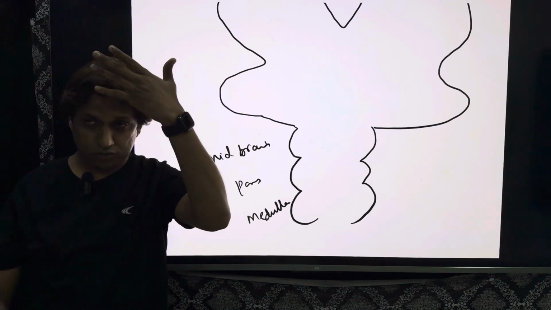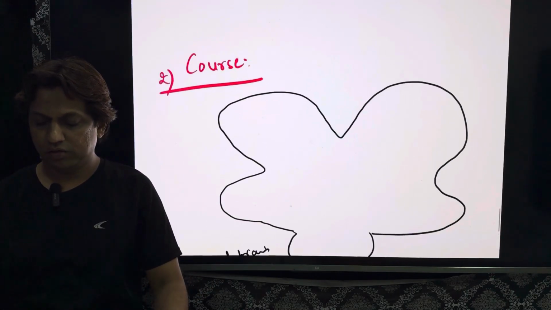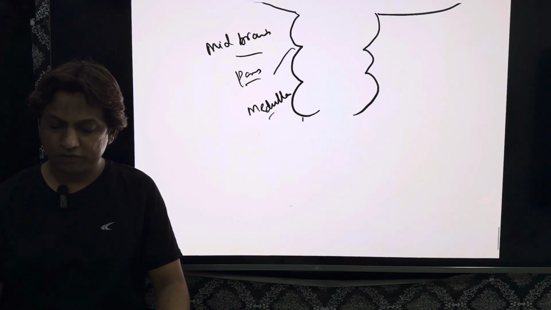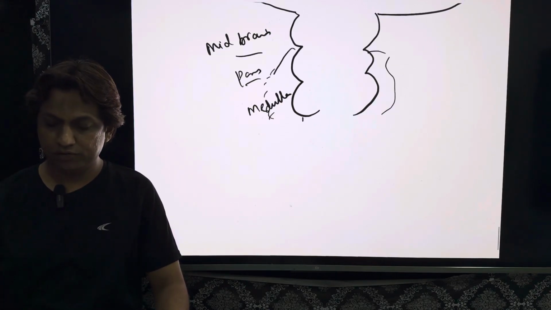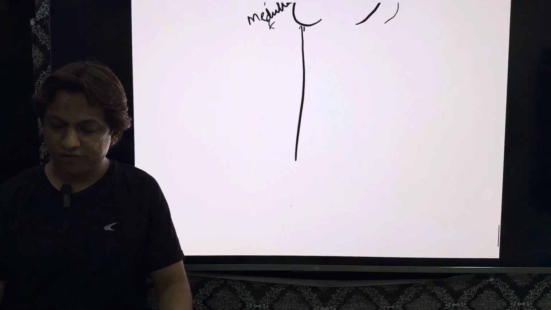In this cut section, hopefully it is called a coronal section, right? Midbrain, pons and medulla. Now, on the other side of the midbrain, pons and medulla, there will be cerebellum also. Anyway, we are not concentrating on that. Then it will continue as spinal cord.